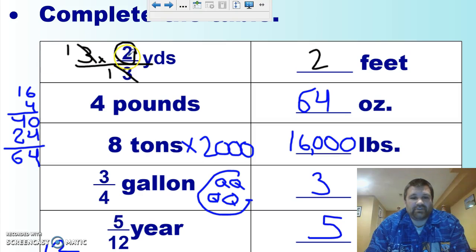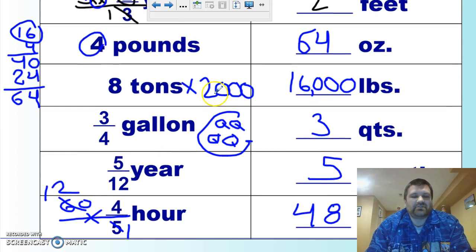To complete the table, 2/3 yards equals how many feet? We know there's 3 feet in 1 yard, so we're going to multiply by 3. We want to find 2/3 of, I would say of for my sign, so 3 times 2/3. Well, we can cancel out our 3's and we get 2. So 2 feet. 4 pounds, there are 16 ounces in 1 pound. So if we have 4 pounds, we're going to multiply that by 16 ounces, and we get 64.